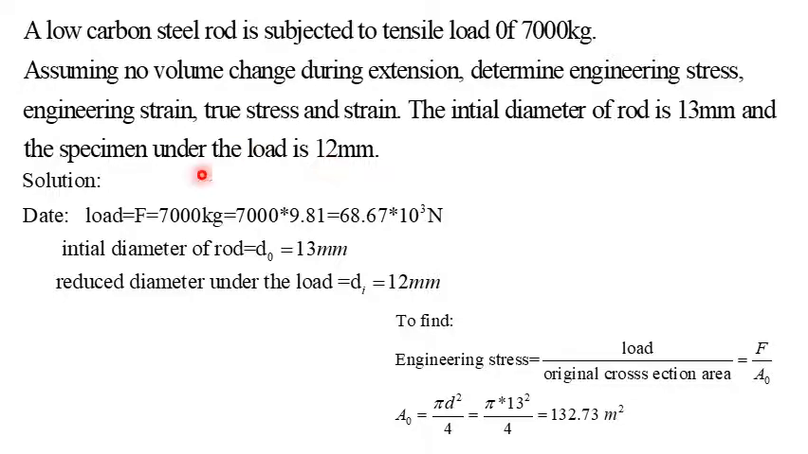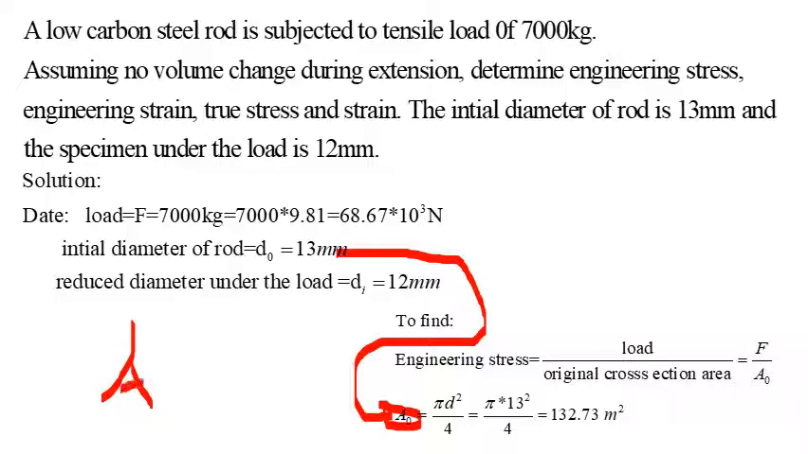Now what data have they given? The load F is equal to 7000 kg. We need to convert that to Newton. The initial diameter, D naught, is 13 mm. By knowing this, we can calculate A naught. The reduced diameter, Di, is equal to 12 millimeter. By knowing this, we can calculate Ai. Now engineering stress is nothing but the load divided by the original cross section area, so F by A naught. We calculated A naught here.